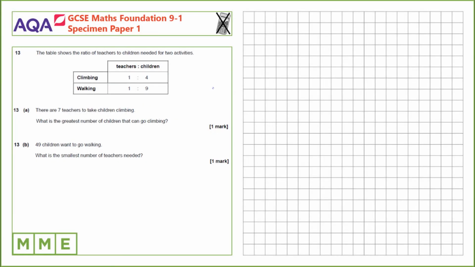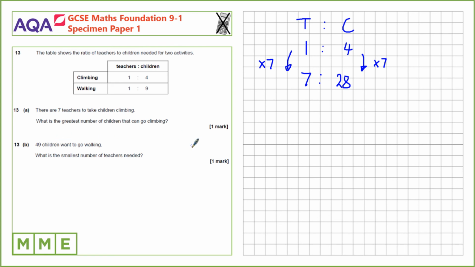Question 13. The table shows the ratio of teachers to children needed for 2 activities. There are 7 teachers to take children climbing. What is the greatest number of children that can go climbing? First we start with the ratio here. Teachers to children is 1 to 4. If we know that there are 7 teachers, we've multiplied the ratio on this side by 7. So we'll need to do the same on this side to work out the number of children. 4 times 7 is 28. So 28 children can go climbing.